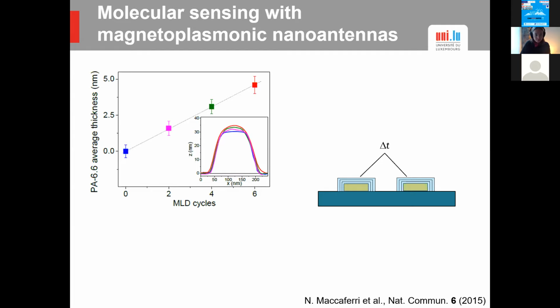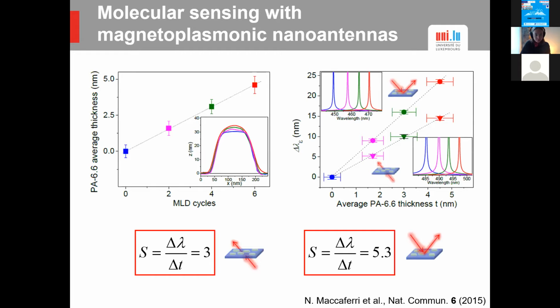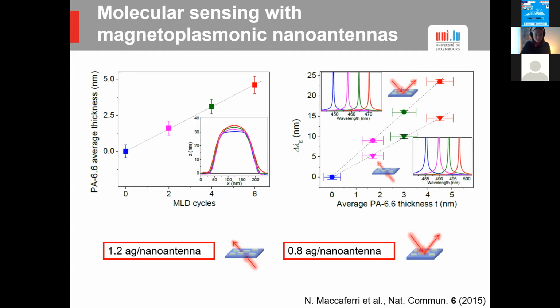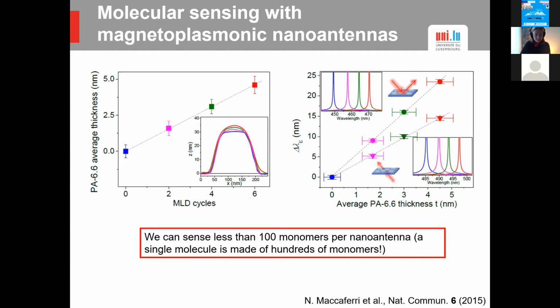And then, of course, we tracked the shift of the ellipticity vanishing point. What we found at the end, with a very simple analysis, was that we can track almost some attograms of material per nano antenna. This means roughly 100 monomers per nano antenna, and a single molecule is made of hundreds of monomers. So this was a nice proof of concept to show you that these antennas can be used to do single molecule detection. It's a very long story.